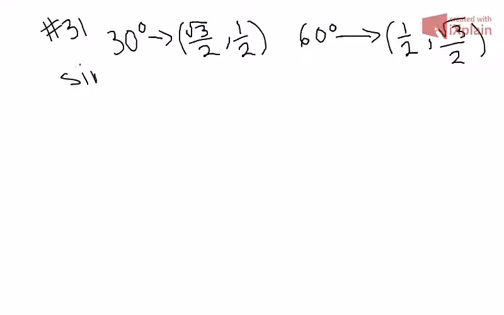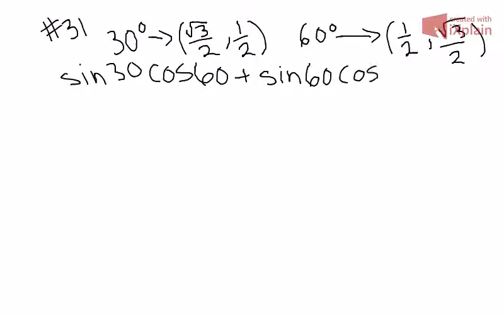All right, so then we have the sine of 30 times the cosine of 60. And so we're just going to go through and replace those, right? Because that first value is always the cosine and the second value is always the sine in our terminal point. So the sine of 30 is 1/2. The cosine of 60 is also 1/2. Then the sine of 60 is radical 3 over 2, and the cosine of 30 is radical 3 over 2.